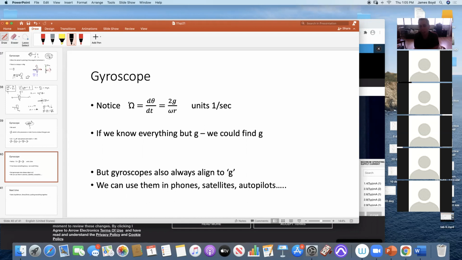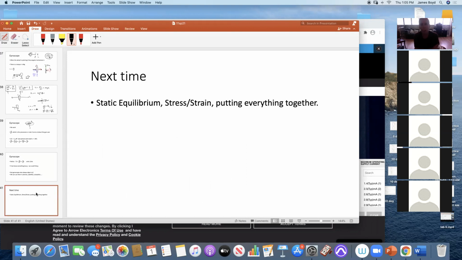But you can also use it to find G, because it is aligned to G, which is kind of weird. So in satellites, they have to make sure that they get the right value for gravitational acceleration. Anyway, I'm going to go back to homework in a second, but next week we're going to do equilibrium, stress and strain, and putting it all together.